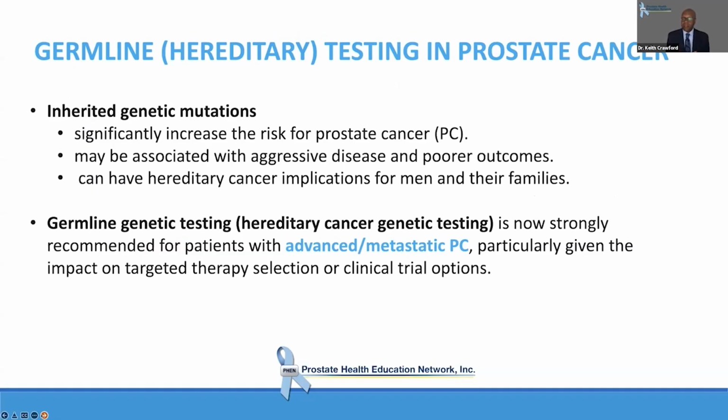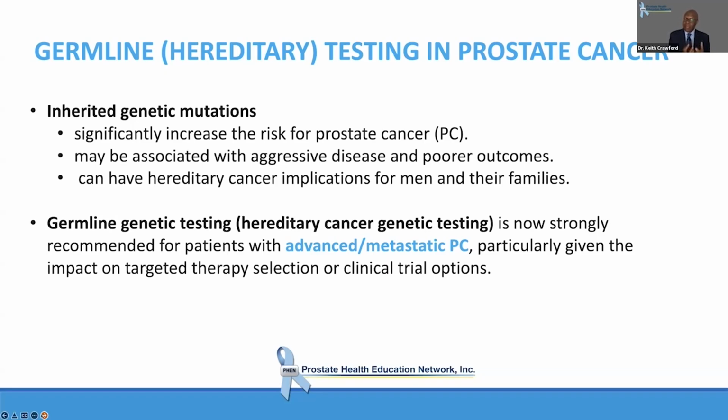Inherited genetics now significantly increases the risk of prostate cancer and may be associated with aggressive disease. So I say it again: these genetic mutations may be associated with aggressive disease and poor outcomes. And this hereditary information can have implications for other men in your family as well as other family members.